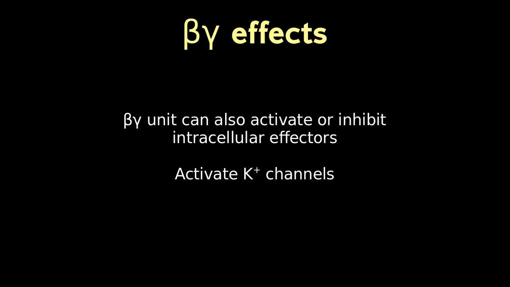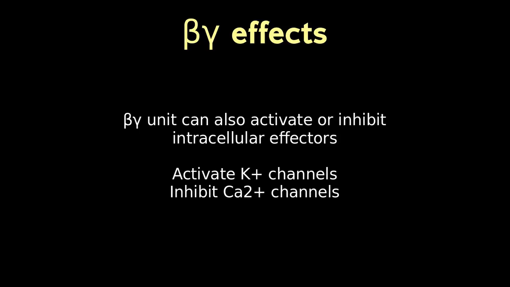I could sit here and teach an entire class on G protein second messenger systems because there are tons of them. But the beta gamma unit has effects as well. So that can also activate and inhibit intracellular effectors. One common thing that they do is they can activate potassium channels. They can also inhibit calcium channels.